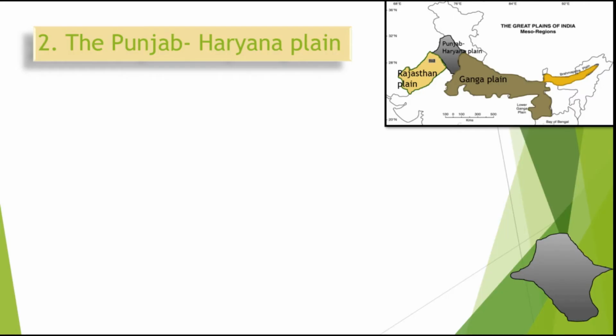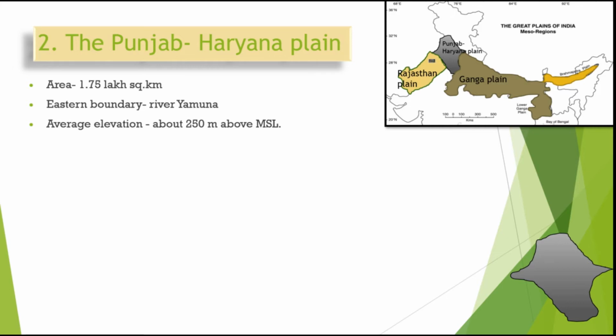The second division is the Punjab Haryana Plain. Punjab Haryana Plain has an area of about 1.75 lakh square kilometer. Its eastern boundary is the river Yamuna. That is, the river Yamuna forms the boundary between Punjab Haryana Plain and the Ganga Plain. Its average elevation is about 250 meter above mean sea level.